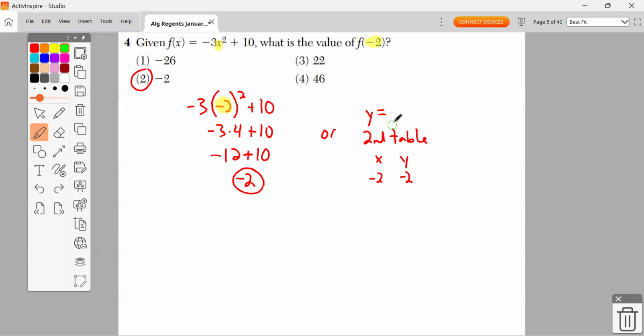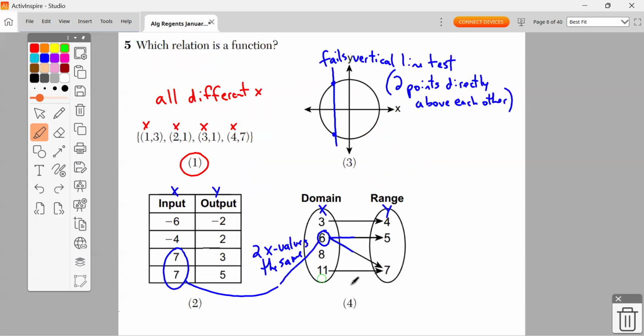The other way to do it, probably the simpler way, is to take that equation, type it into your y equals, hit second and table, and scroll up to -2. And you'll see that the y value is -2.